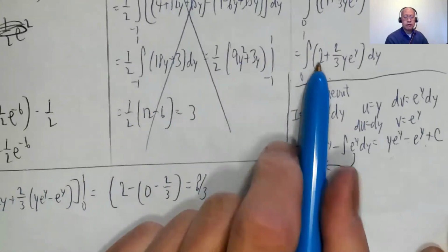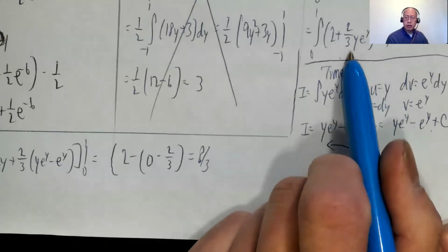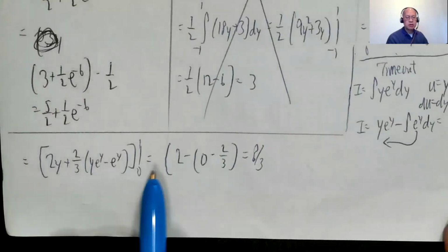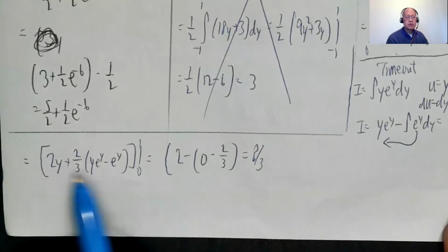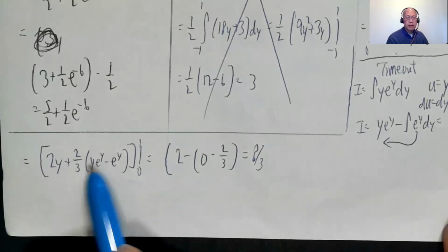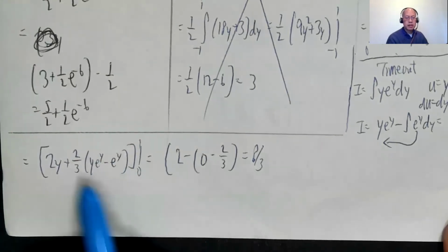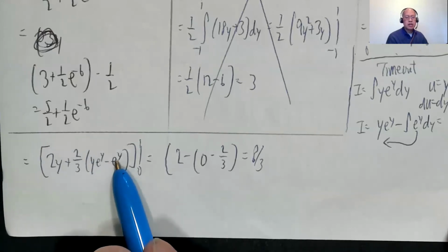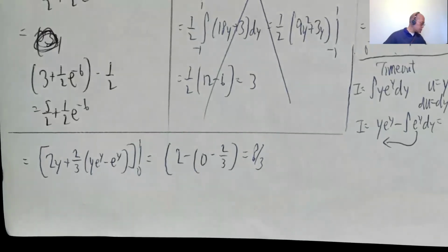So finishing it over here, integral of 2 is 2y plus 2/3 times the integral of y e to the y, which is y e to the y minus e to the y, from 0 to 1. Okay. Plug in 1, you get 2 plus, if I plug in 1 here, you have e to the y minus e to the y, which is 0. Minus plug in 0, that's 0. That is 2, minus 2/3 times 1. So it's 2 minus a minus 2/3. Final answer is 8/3. Okay. All right. So that was section 15.1.